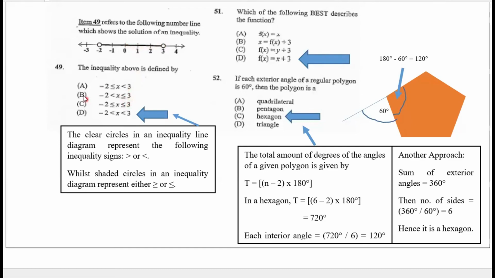So immediately that makes B and C wrong. And then on this side, you see x is more than -2. In other words, -2 would be less than x, while x is less than 3. Okay? So there's none of these signs when you have the two clear circles. So D is your answer.